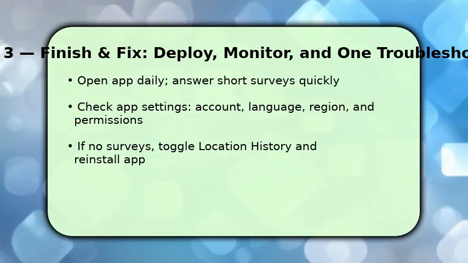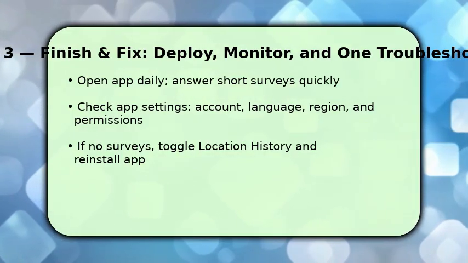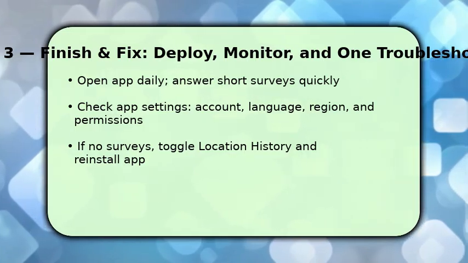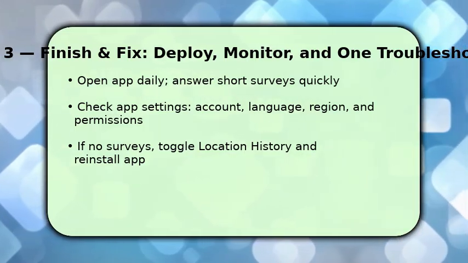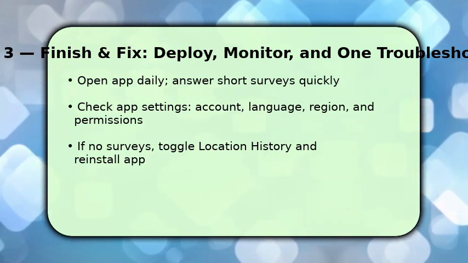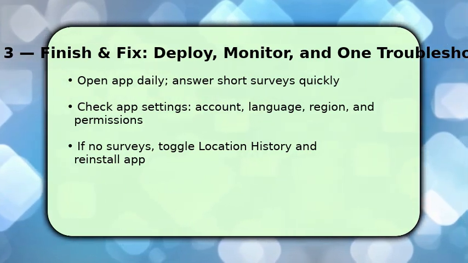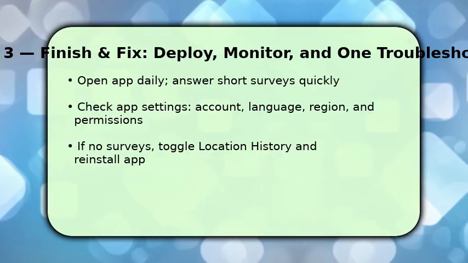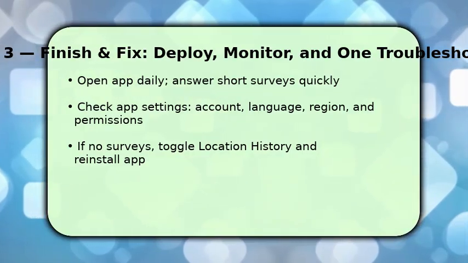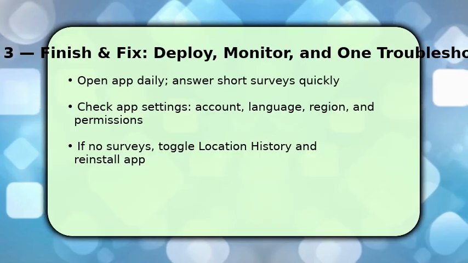If you stop receiving surveys, try toggling location history, clearing app cache, or reinstalling the app. Also confirm your account hasn't been flagged. One key troubleshooting tip: if surveys vanish, switch to Wi-Fi plus mobile data briefly and restart the device to refresh location and account signals.